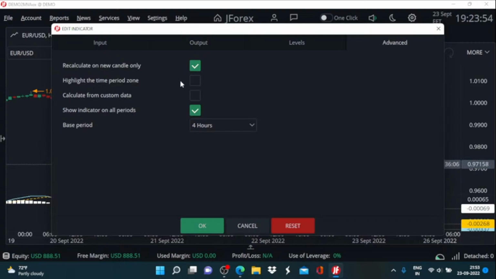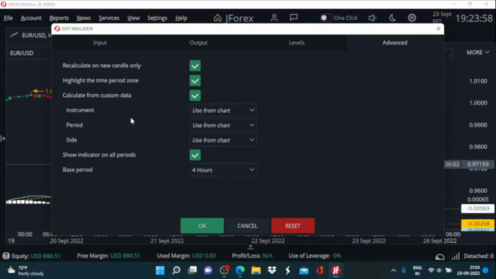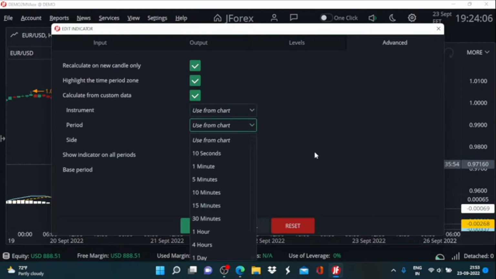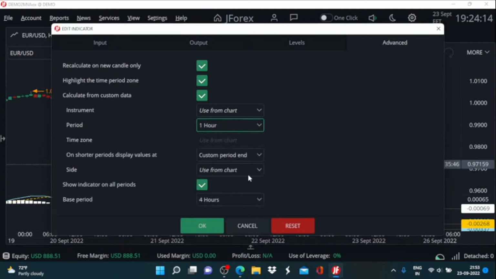Then comes the highlight time period zone, calculate from custom data. Instrument, you can use it from the chart. It can be same as the chart or the candle period, which can be defined separately from the chart, or it can be same as the chart. Suppose if you want to define it different from the chart, then you can take any candle period of your choice and define it.